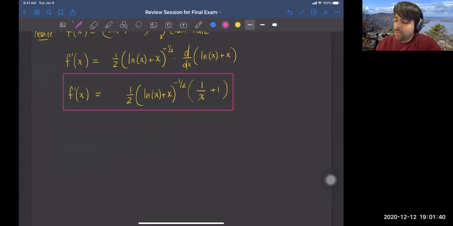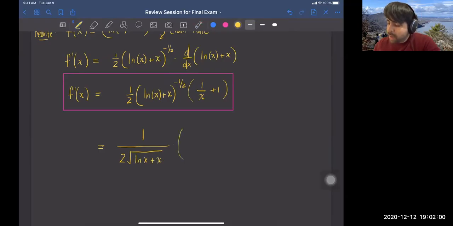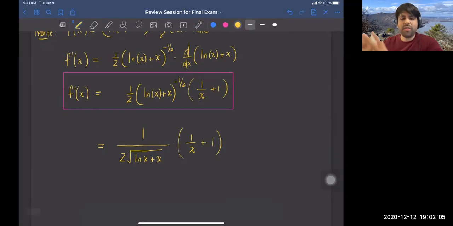So I can rewrite this as 1 over 2 times the square root, because of the negative I place it in the denominator, and the 1/2 exponent implies the square root. So this becomes the square root of ln of x plus x, and I multiply this by 1 over x plus 1. At this point, you can distribute if you'd like, but it's not necessary. As long as you get to this point here, you're finished with differentiating, which is the objective of that particular problem. So you would be good with that.